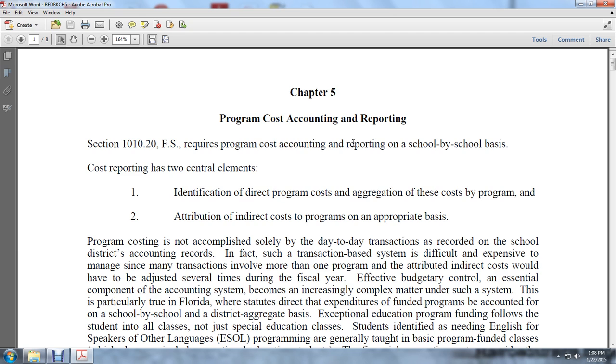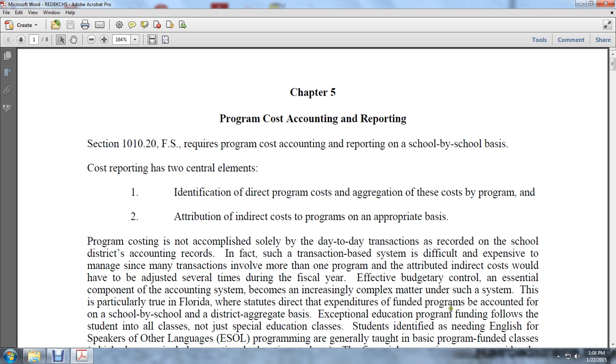Program costing is not accomplished solely through the day-to-day transactions recorded in the school district accounting system, and the transaction-based system is difficult and expensive to manage since many transactions involve more than one program. Costs attributed as direct and indirect have been adjusted several times during the fiscal year. Effective budgetary control, as an essential component of the accounting system, becomes increasingly complex under such a system. This is particularly true in Florida, where statutes direct expenditures of the funds and programs can be accepted on a school by school or district aggregated basis.